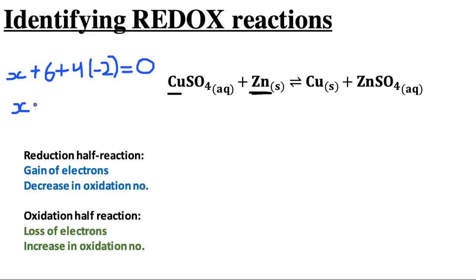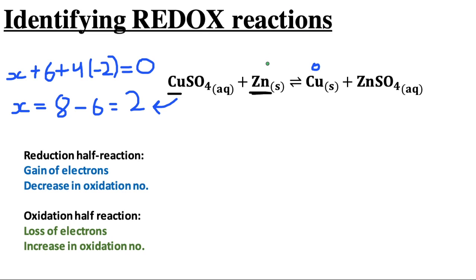So X would equal 4 times 2, which is -8. It goes to the other side, it becomes 8. 6 is positive, it goes to the other side, it becomes negative. So X is equal to 8 minus 6, which is 2. So +2 is the oxidation number of copper before the reaction. After the reaction, when copper is in its elementary form, not combined with any other atoms, its oxidation number is 0, according to the first rule in the previous video.